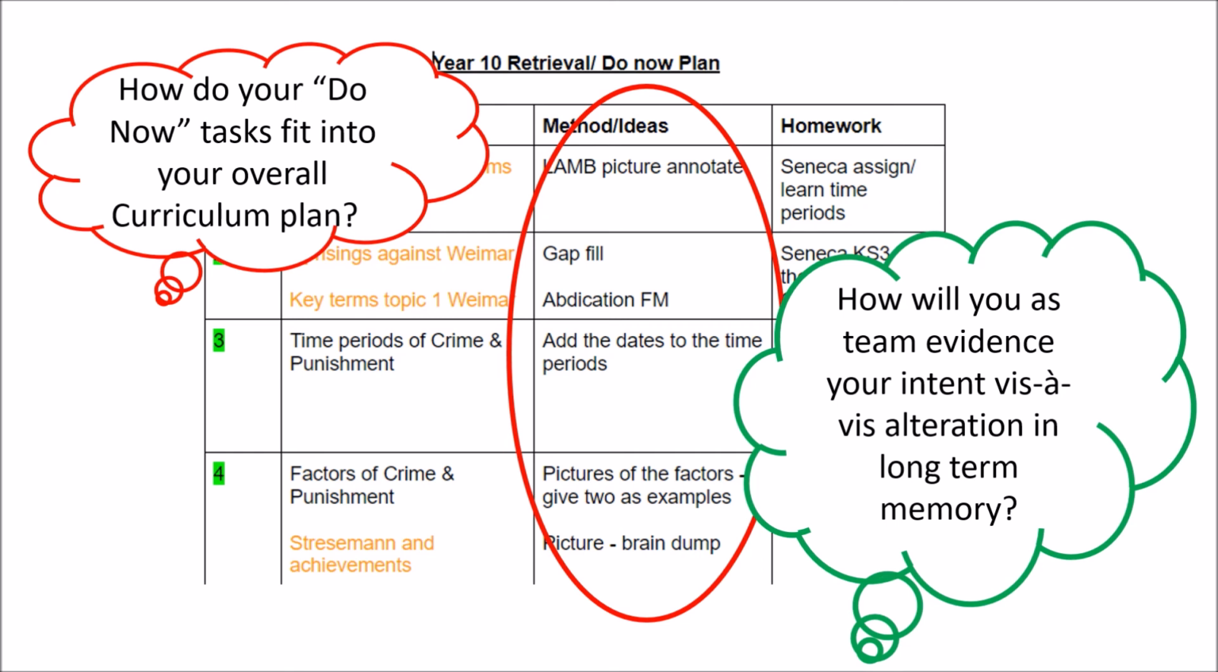And Ofsted define intent as everything you do before you go into the classroom. How will your team evidence your intent vis-a-vis alteration in long-term memory? Can you prove to them that you have thought about this, that you have got an answer, that you've got a plan, and you've got strategies?